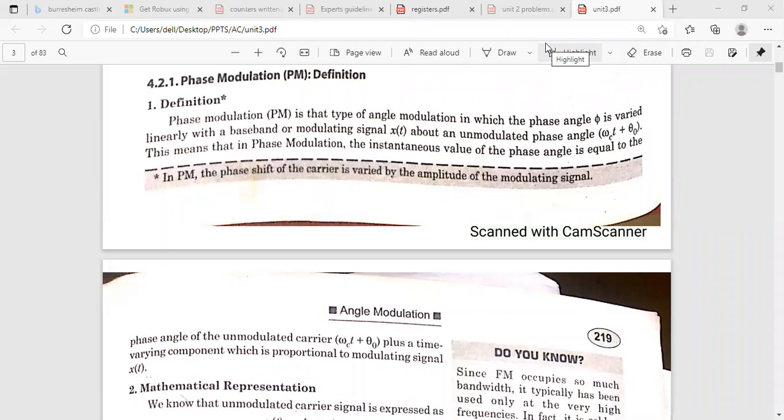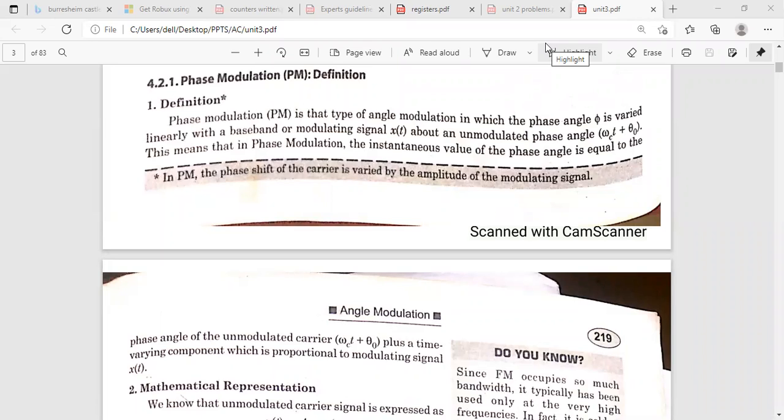So here we have phase modulation. How can we define phase modulation? The phase angle of the carrier will be varied with respect to the instantaneous amplitude of the message signal. So that we call it as phase modulation. Right? In a similar way, we can define the frequency modulation.